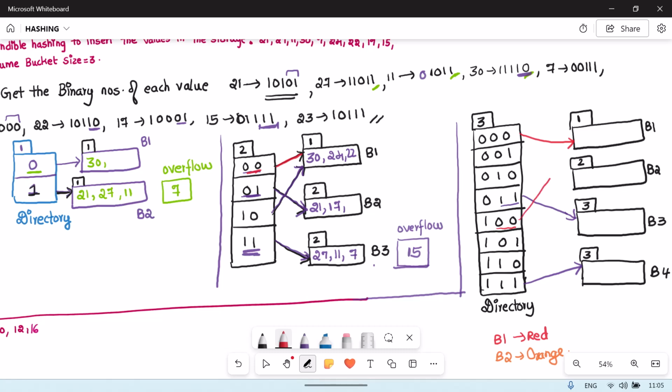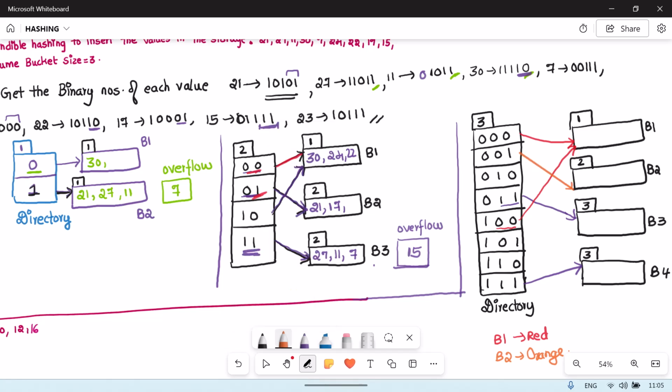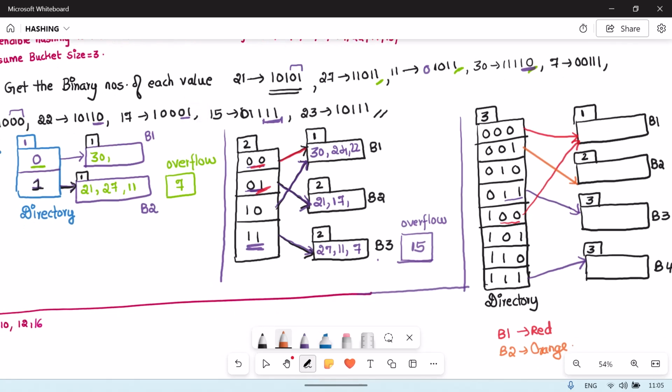So it will correspond to this one. Okay. Next you see, this is having the value 0, 1. B2, 0, 1. So I'll take orange. So B1 to orange. And 0, 1, 1 is here.